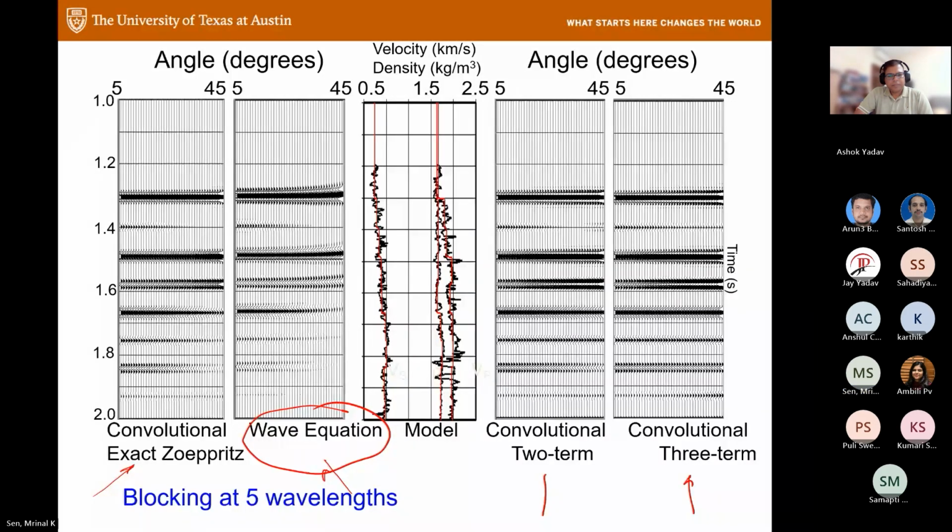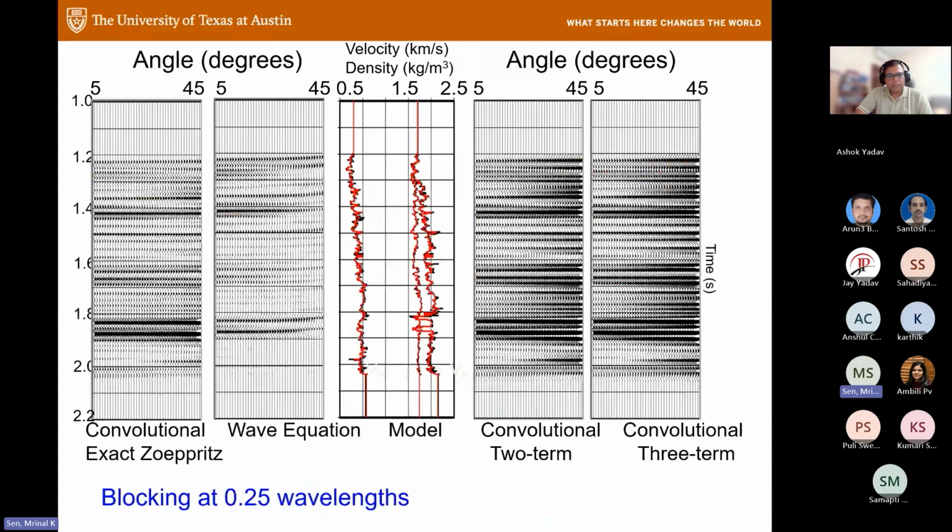So again, you block it finer, and you can start to see the differences coming out very strongly between convolution and the wave equation. So the details of the layering is not captured very well by either of these approximate methods.